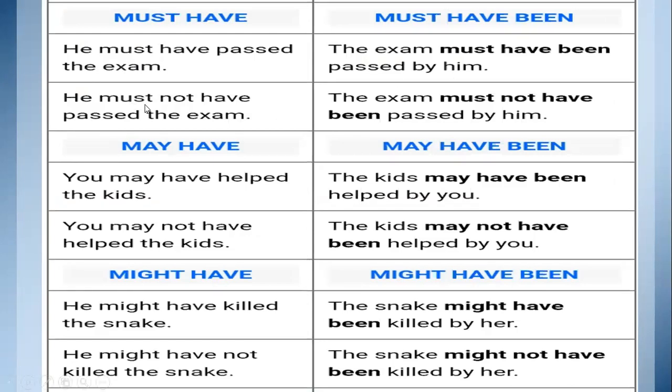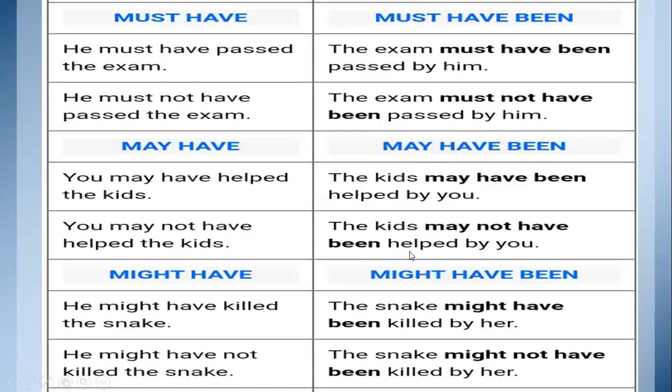He must not have passed the exam. The exam must not have been passed by him. So again, it's just a been that you are adding. Must have been. May have been. You may have helped the kids. The kids may have been helped by you. You may not have helped the kids. The kids may not have been helped by you.